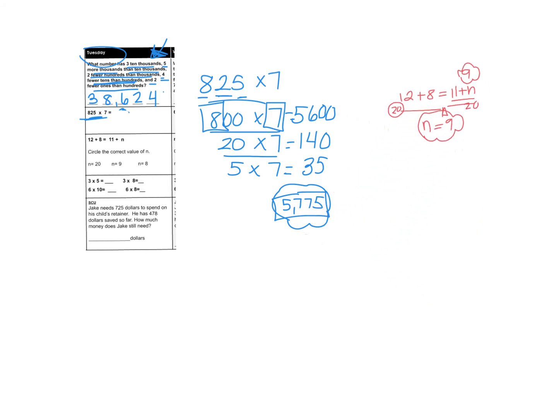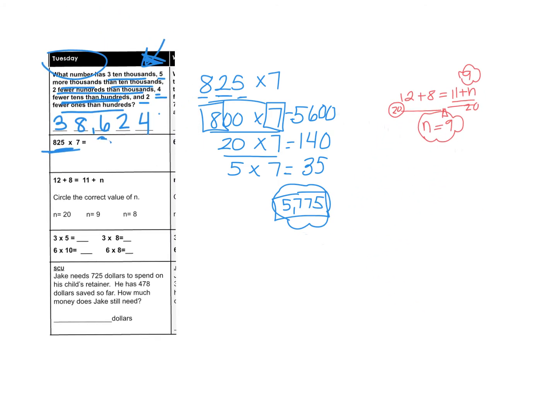All right, next we have some multiplication. We'll do those real quick. We have 3 times 5, 15. 3 times 8, 24. 6 times 10, 60. And 6 times 8 is 48. Next, let's take a look at our CGI question.